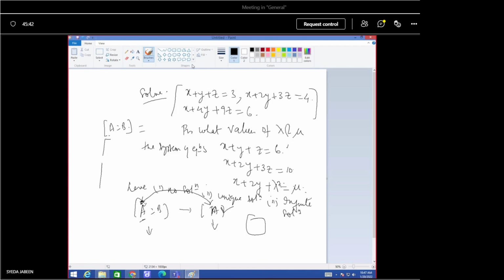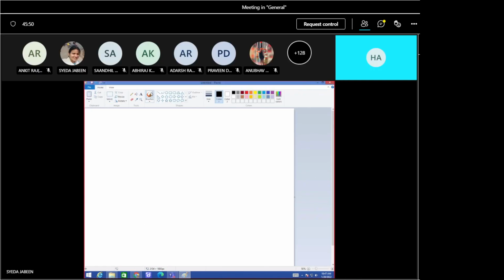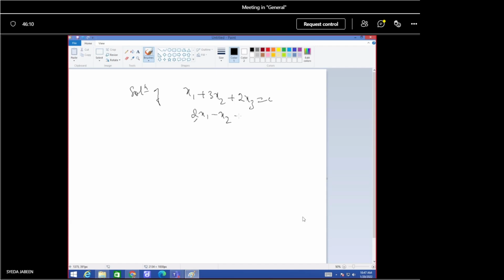Okay, now let us come to the homogeneous system. Solution of this equation. So this is a homogeneous system of equations.